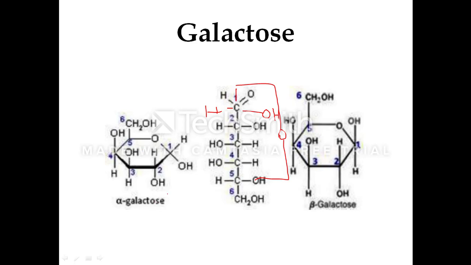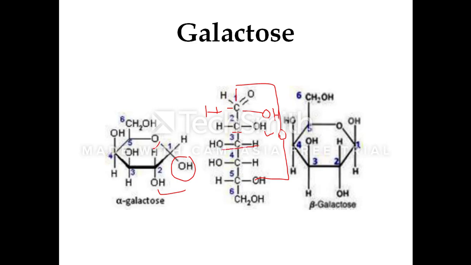Then we will write the Haworth structure. At the C1 atom, you have the OH towards the right side, so that's why we have written the OH on the downward side of the Haworth ring structure. Then at the C2 position, we have the OH towards the right side again, so you write the OH towards the downward side and H upwards.